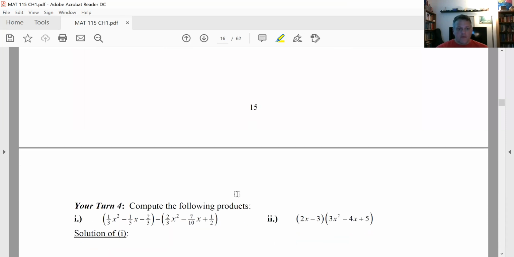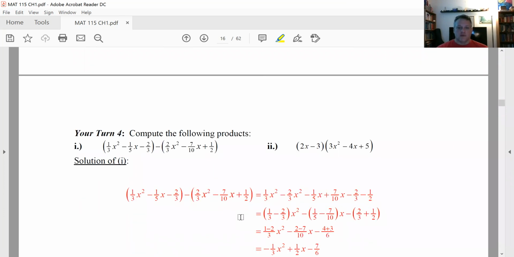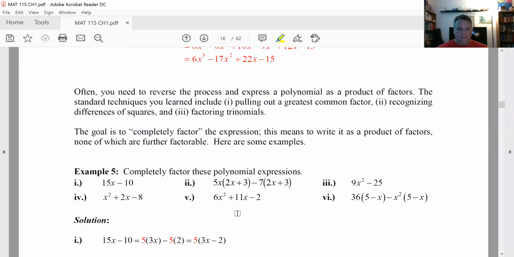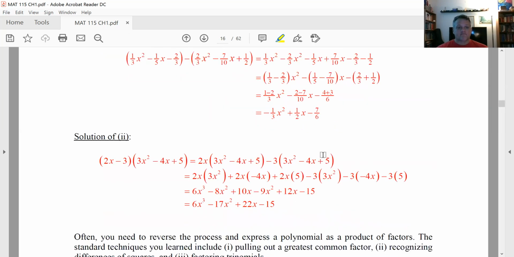All right, I'm going to let you attack these Your Turns on your own. You saw those examples. Try to emulate them and then check your results afterwards. And don't forget, even though we're not talking about these in the video, the solutions to the Your Turn problems are always at the end of every section. So even if you don't want to refer back to the actual video, you can look in the back of your section in your textbook.